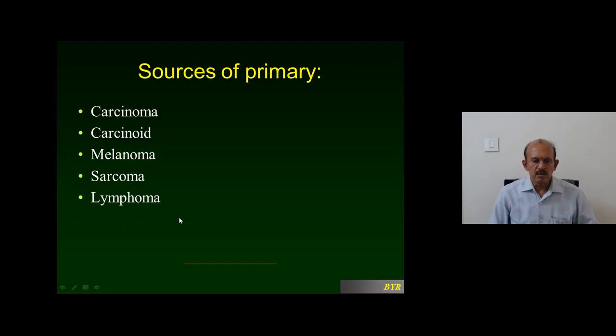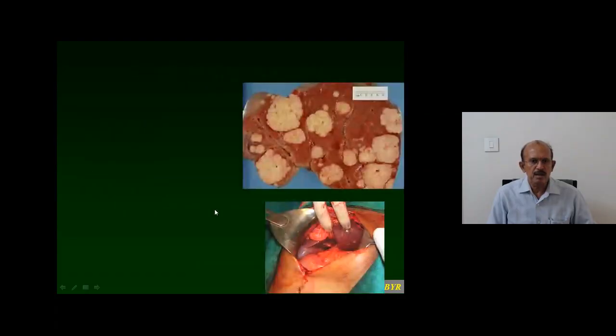Whenever a case of secondaries in the liver comes to you, you have to have a good discussion about secondaries, because the examiner can touch you anywhere in the body. The primary can be anywhere in the body and can metastasize to the liver. So the discussion will be very wide and far. The sources of the primary can be from a carcinomatous mass, a carcinoid lesion, melanoma, a sarcomatous lesion, or a lymphomatous lesion.